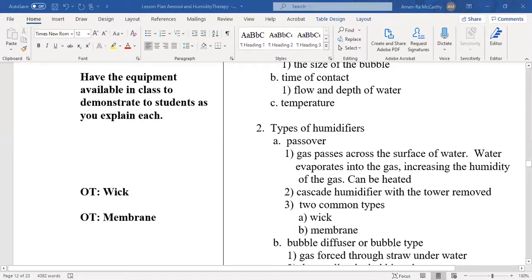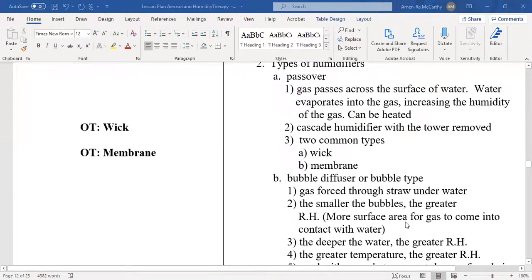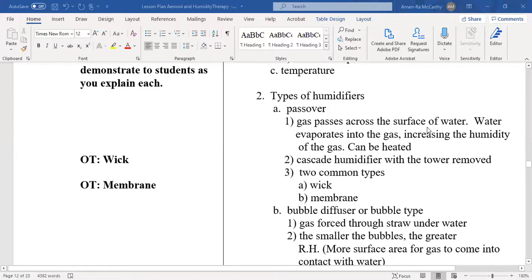All right, so the passover humidifiers. Gas passes across the surface of the water. Water evaporates into the gas, increasing the humidity of the gas. It can be heated. Now it says cascade humidifier with the tower removed. That's what they're saying. The passover is a cascade humidifier with the tower removed. But you need to understand that we do not use the tower anymore. We heat from the bottom. But they still test on that, so you need to know this. They're still testing on that part.